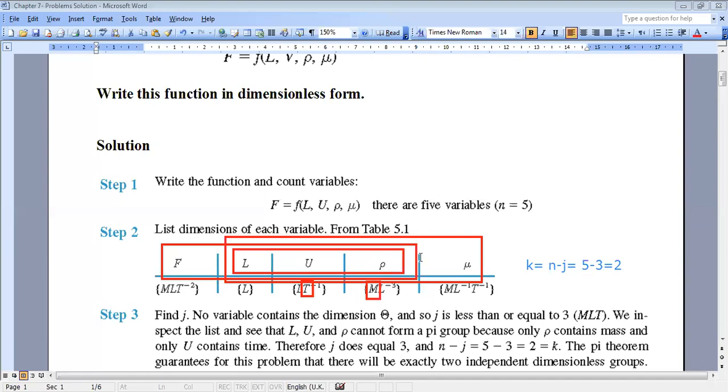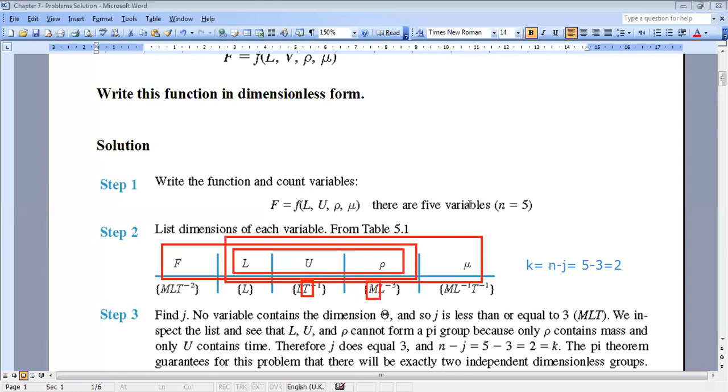So what we will do now, after we determined the number of independent variables and the number of groups, it's time to form the groups. How do we form the groups? We have three repeating variables: L, U and rho. So first we will form a group between L, U and rho with F, and then we form another group between L, U, rho and mu. Okay? Now how to determine what is this group?